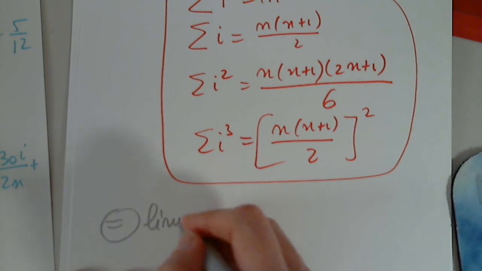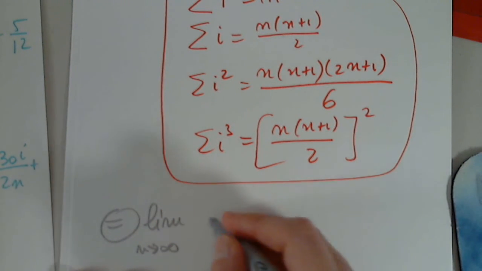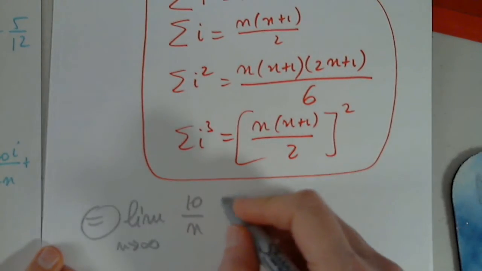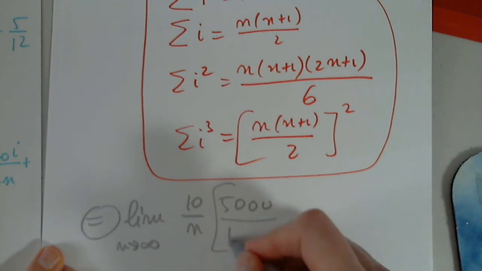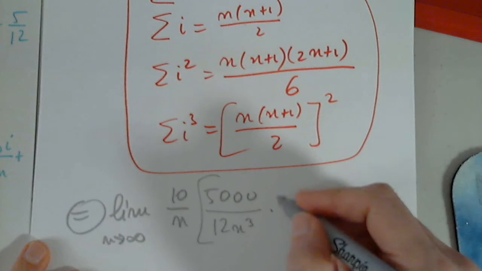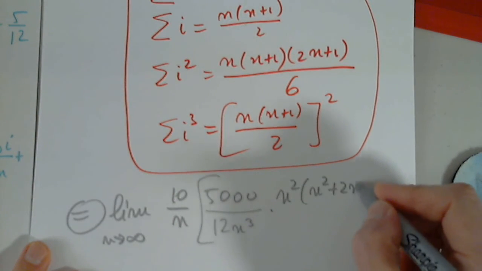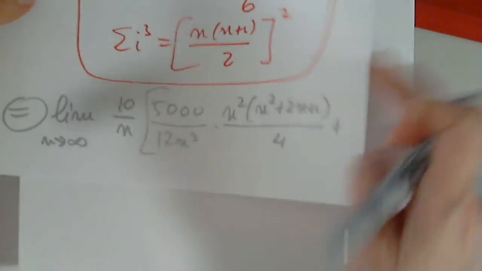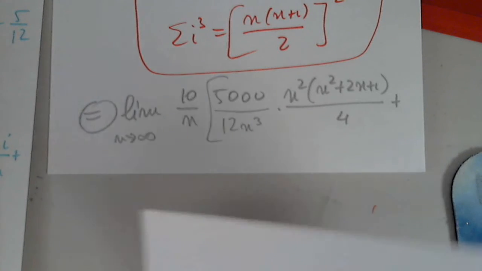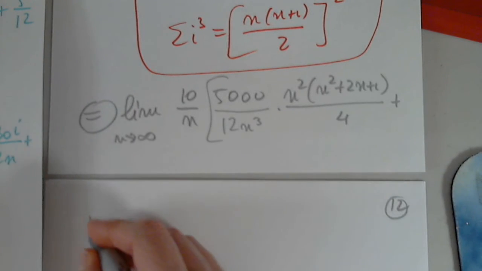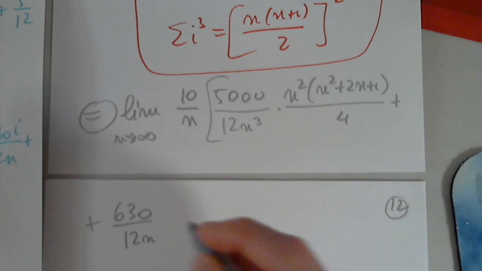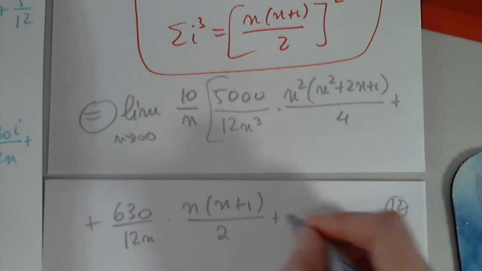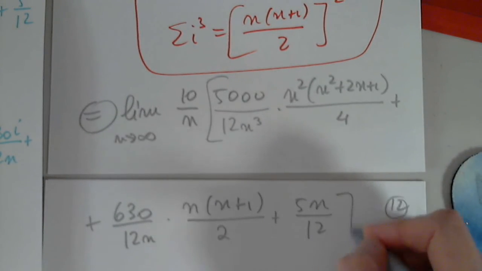So this is the limit as n approaches infinity of 10 divided by n. And now 5,000 over 12n cubed times n squared plus 2n plus 1 over 4 plus 630 over 12n times n plus 1 divided by 2 and plus 5n over 12. Okay.